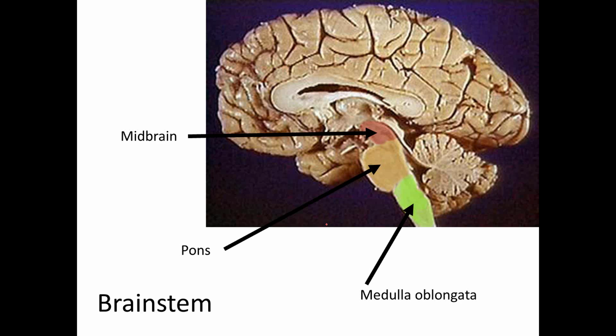And when we talk about the control of things like heartbeat and respiration, it's in these areas here. So this is where the control centers are that decide how fast you breathe, how deep you breathe, your heart rate, etc., etc. So very, very important part of your brain.